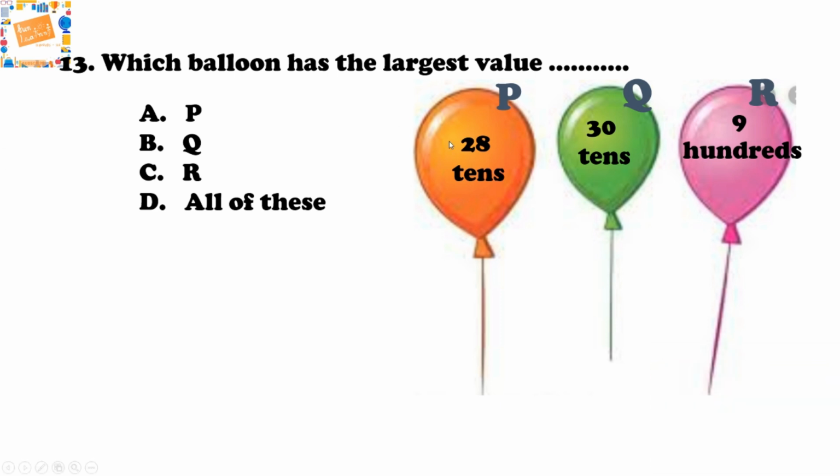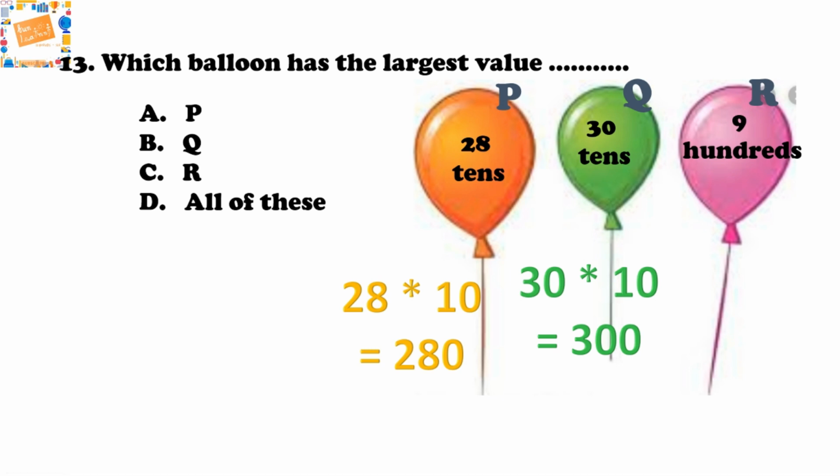Well, I hope you've got this right. Now let's look at it together. 28 tens, which is the writing on the P balloon, is 28 times 10, which is 280. Similarly, the next one, Q, shows 30 tens, which is 30 into 10, equal to 300. And R is 9 into 100, which is 900. So clearly, the largest value is in balloon R, which is option C.